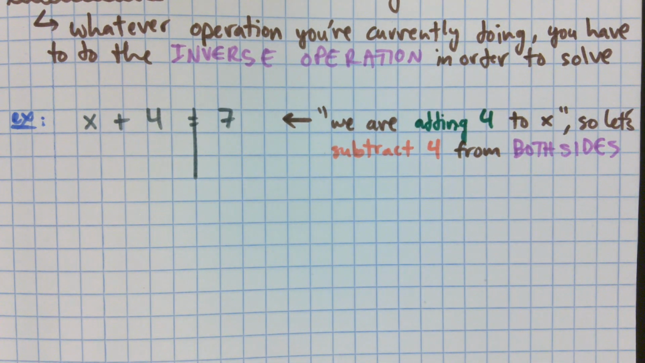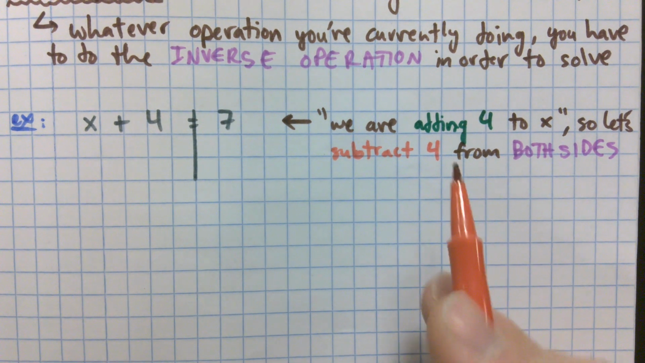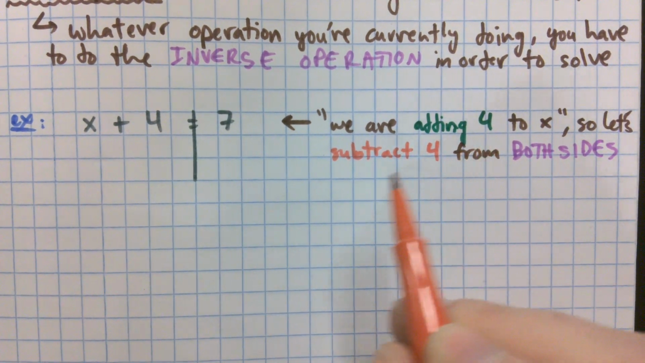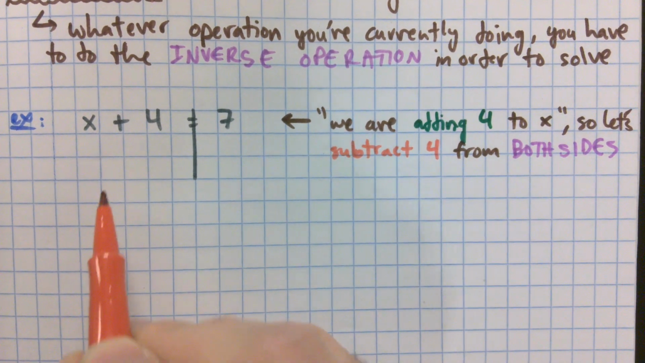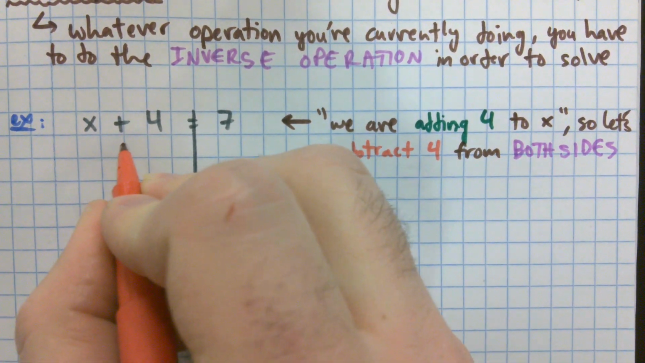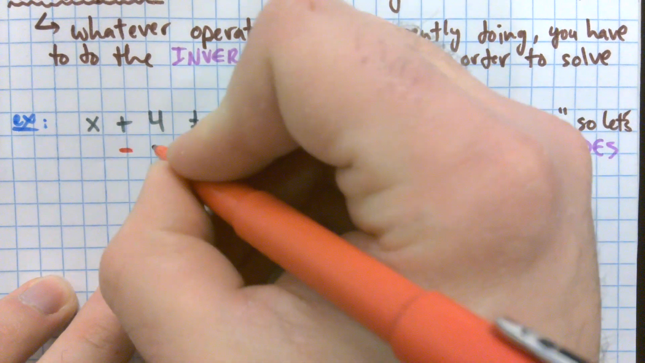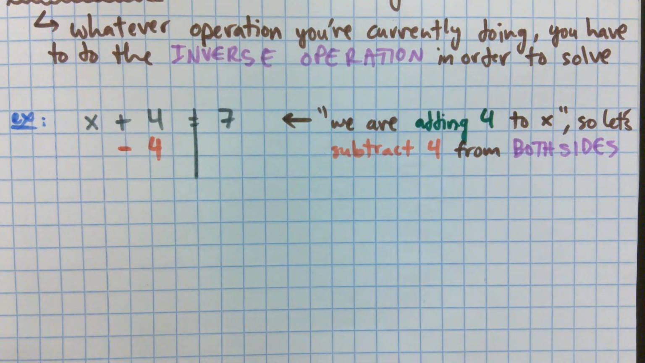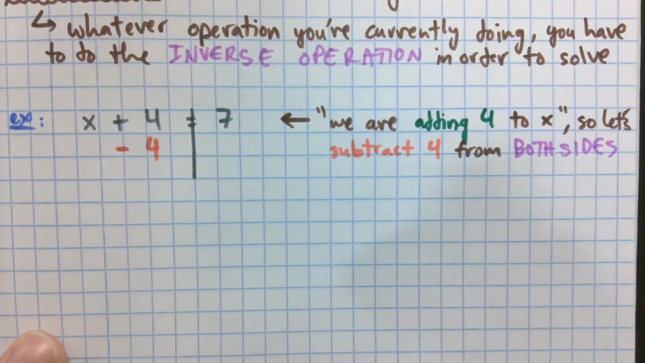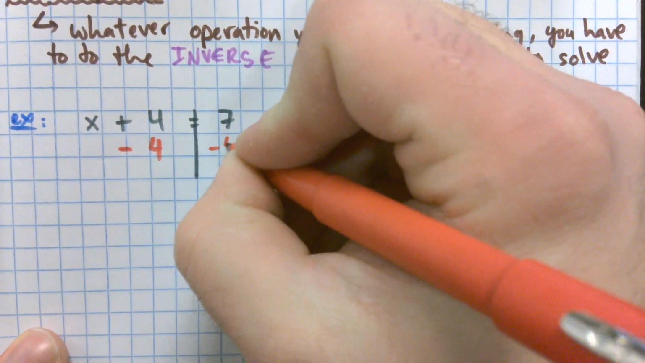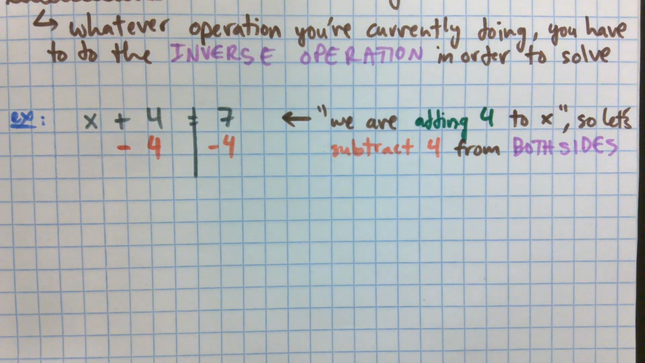On the left side of my equation, we have x plus 4. We've already determined that the inverse operation of adding 4 is subtracting 4. So right underneath this plus 4, we're going to write that inverse operation, minus 4. We don't just do that to the left. We also have to do it to the right. And we'll subtract 4 from 7 as well.